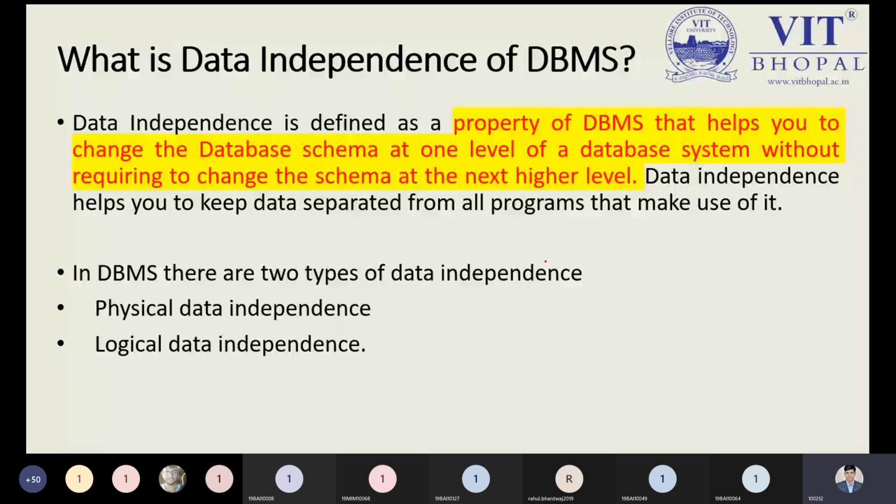Let me explain once more the definition of data independence. Data independence means data will be independent from one level to another, and this is a property of the database management system. If the levels are independent of each other, then if you change something at one level, it will not affect another level. This is the simple definition. If you have any doubt, you can ask me. Any student who has a doubt over here, you can ask me.